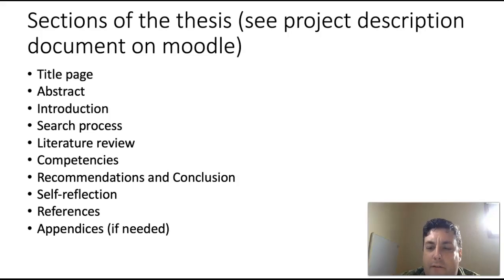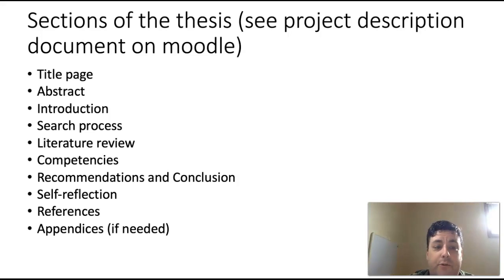So let's talk about the different sections of the thesis here. These are all more thoroughly described in that project description document that I mentioned a second ago that's on Moodle for you. So the final thesis is going to contain 9 different sections, and if needed, an appendix, which would be a 10th section. It's going to contain a title page, an abstract, an introduction, a search process, where you're telling me how you located the minimum of 30 articles that you used in the thesis.